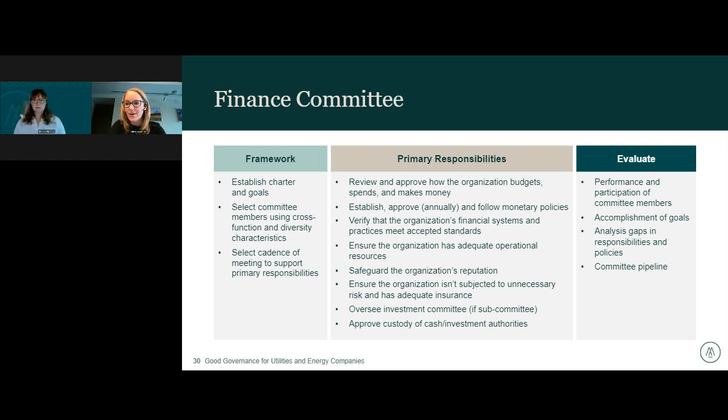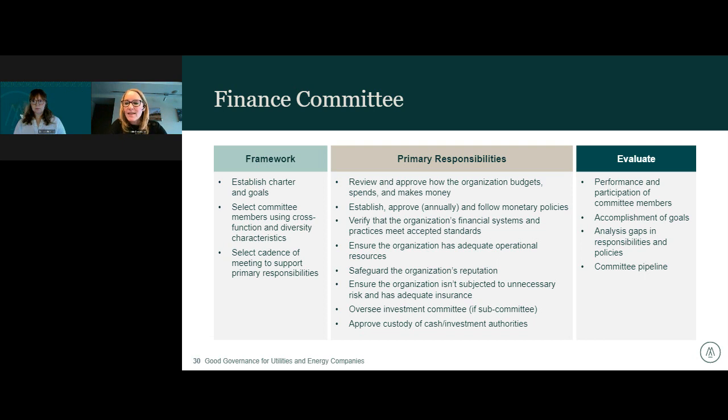It's a sounding board too, which I think is so great, to have a CFO be able to come to a finance committee and say, hey, we're thinking about doing this, or we're thinking about doing that. It's a testing ground for some of that information, which is a great thing as well. Overall, I think they will oversee the investment committee if you have it as a subcommittee, and approve your custody of cash and investments. This is a protection mechanism as well.